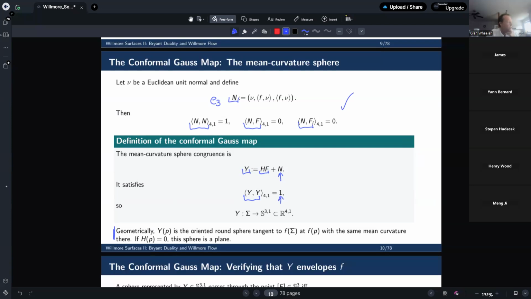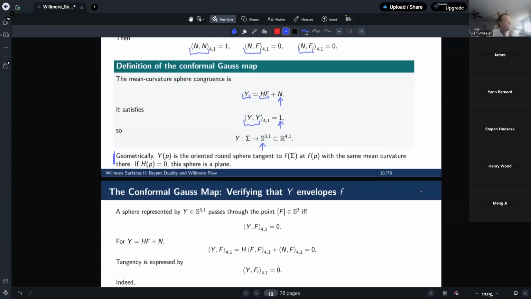We can calculate y squared in this Lorentzian norm, and we get 1. So that's a nice calculation to do. All you need is the formulae that we've already derived. And so you can see that this maps into the sphere, which is good. That's what we want.